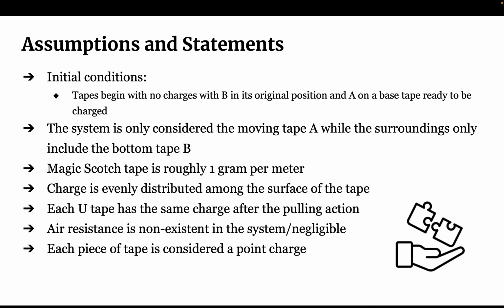Some assumptions and statements. So the initial conditions, tapes begin with no charges. Once you rip the tape off, it has charge and you move it, but the system is only considered the moving tape A, while the surroundings include the bottom tape B. Magic Scotch tape is roughly 1 gram per meter. That came in handy with our math. Charge is evenly distributed among the surface of the tape. Each piece of tape has the same charge. Air resistance is non-existent in the system or negligible, and each piece of tape is considered a point charge.